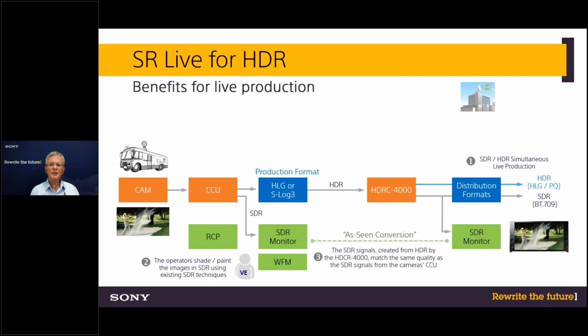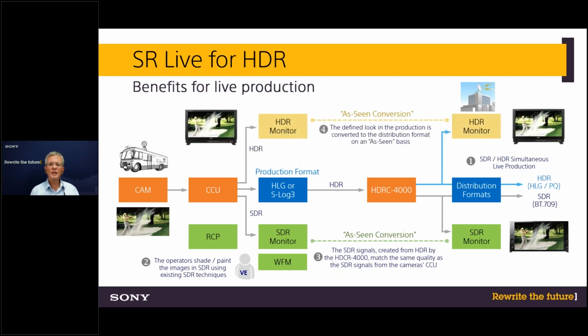A third benefit is that the SDR images that are derived from the HDRC 4000 high dynamic range program feed have the equivalent quality to those that are experienced by the camera shaders who are looking at the SDR images in the truck. So we deliver images as seen to the viewers at home, and we maintain that creative intent in SDR.